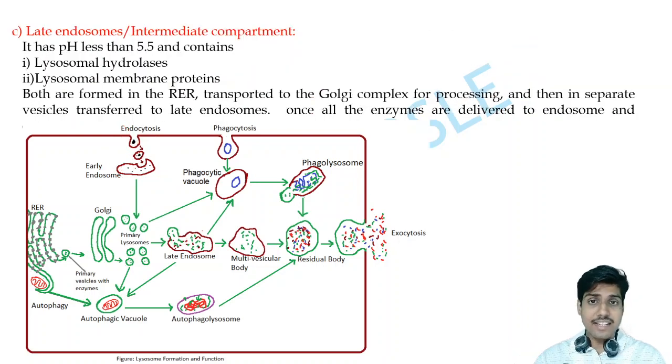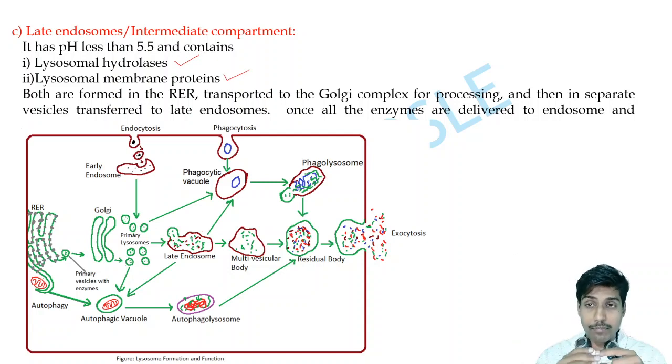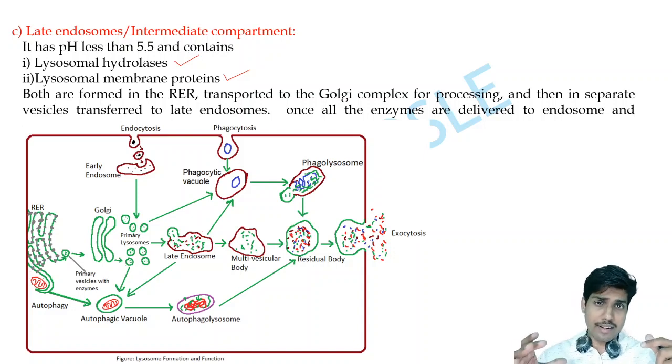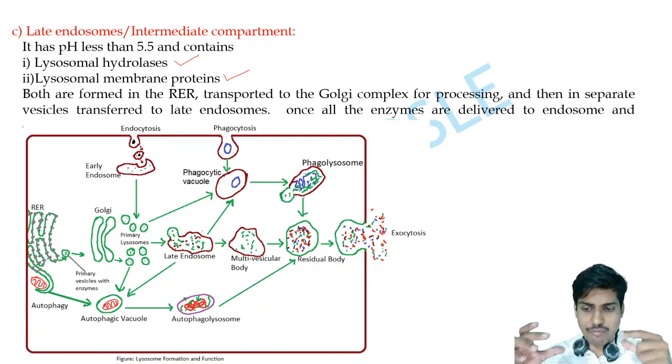Then the next is the late endosome. It is also called the intermediate compartment. It has a pH less than 5.5, acidic, and it basically contains lysosomal hydrolases and lysosomal membrane proteins. So we can call this a complete functioning unit of a lysosome, right? It has all the required lysosomal enzymes, proteins, and all the digestive machinery, and the foreign bodies are also going to be digested inside. So this is a complete functional body, the late endosome.